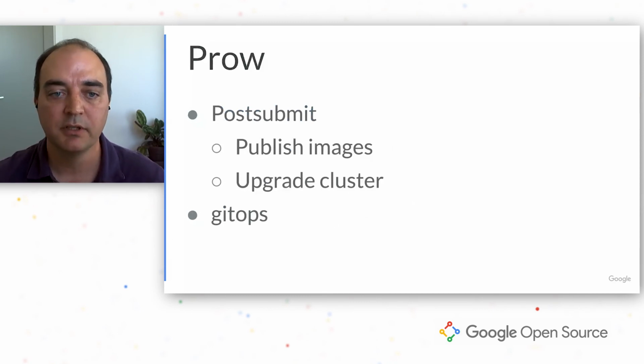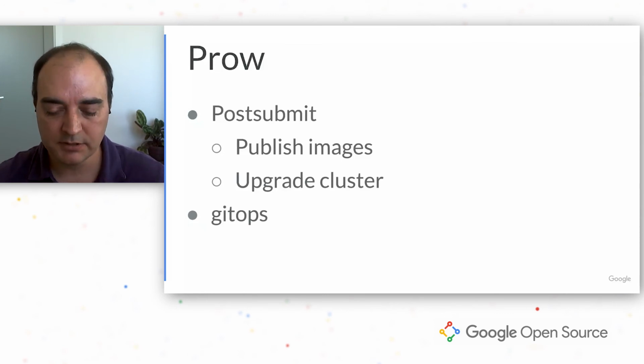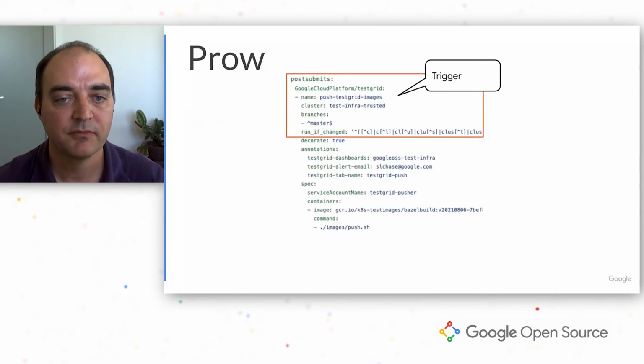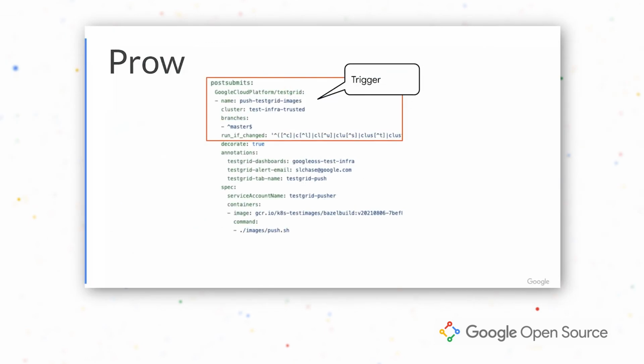So for things like publishing images or upgrading our cluster, we're going to want that to happen after merging code. So that's going to be a post-submit job, and this gets into the GitOps side of things. But otherwise it's very similar to the pre-submit. Here's what it looks like. Instead of a pre-submit, it's a post-submit. But otherwise the trigger is very similar. This is just saying that we want it to run after we merge code.